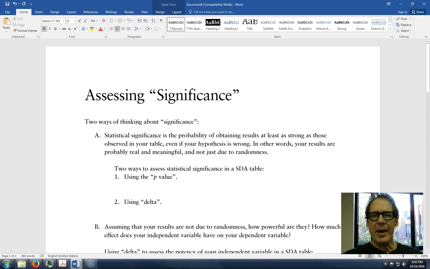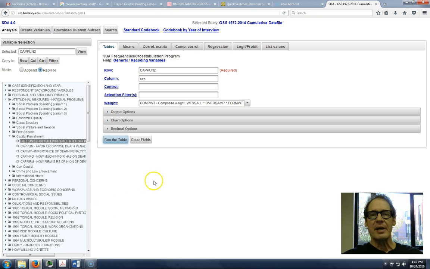So we have a mathematical way of doing this. You don't have to do any math. The computer will do it for you. Let's look at the table.